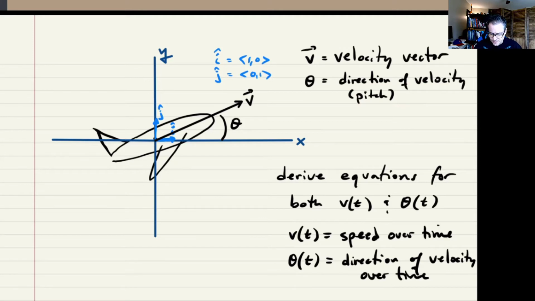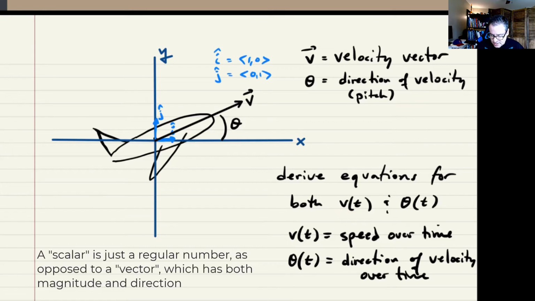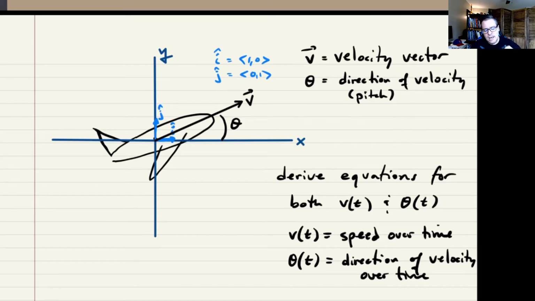And our goal here will be deriving equations both for the speed, that's just a scalar number, v, as a function of time, and the direction, theta, which is also scalar, as a function of time. So we're solving for both of these quantities as functions of time, and we'll discover how the velocity will be going up and down as it is affected by the drag and the weight and the lift of the glider.